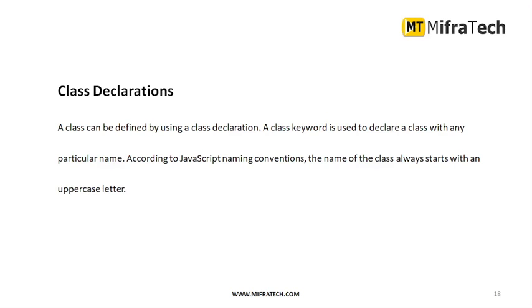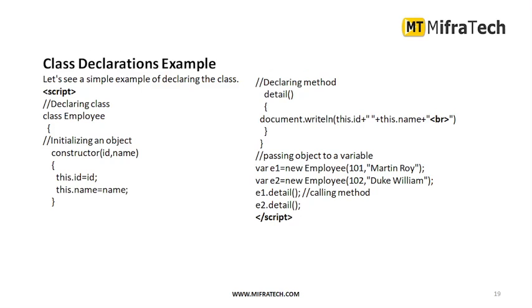First, we are going to see the class declaration. A class can be defined by using a class declaration. The class keyword is used to declare a class with a particular name. According to the JavaScript naming convention, the name of the class always starts with an uppercase letter. The class name starts with an uppercase letter. The example: declaring a class name, then initializing an object. Here the comments have been used.